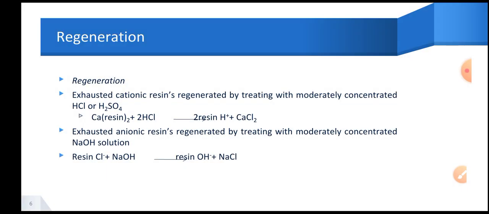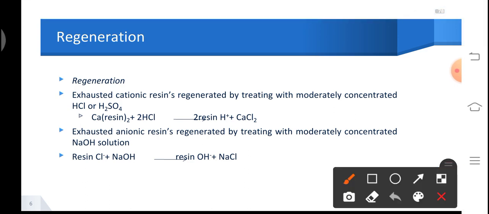Now, since the cylindrical unit has a limited number of cations and anions, that is, a limited number of protons to be exchanged and a limited number of hydroxyl ions to be exchanged with the water, after some time the polymer gets exhausted. At this time, the inlet should be stopped and we need to regenerate the softener. So what is this regeneration process? In the regeneration process, the exhausted ion exchangers are regenerated.